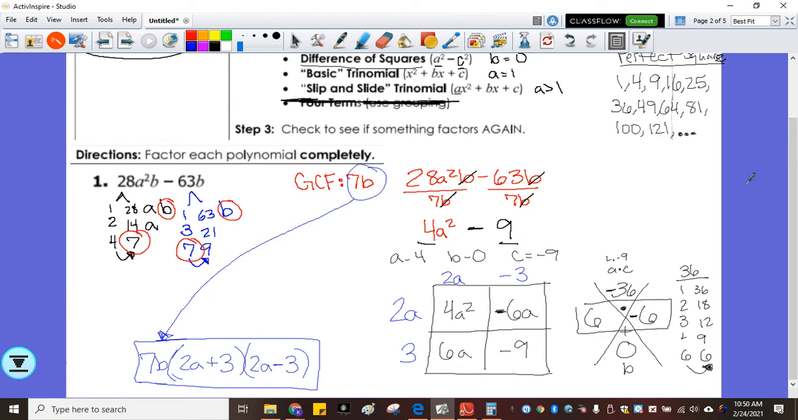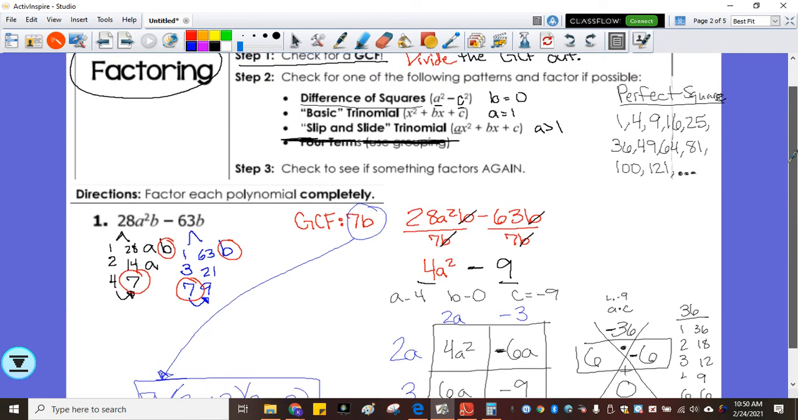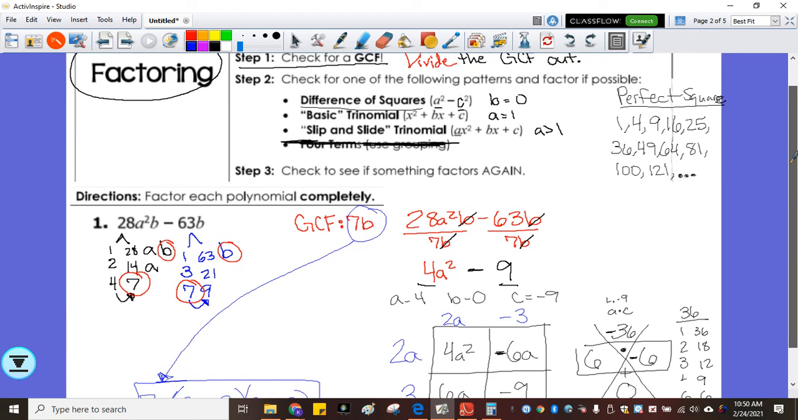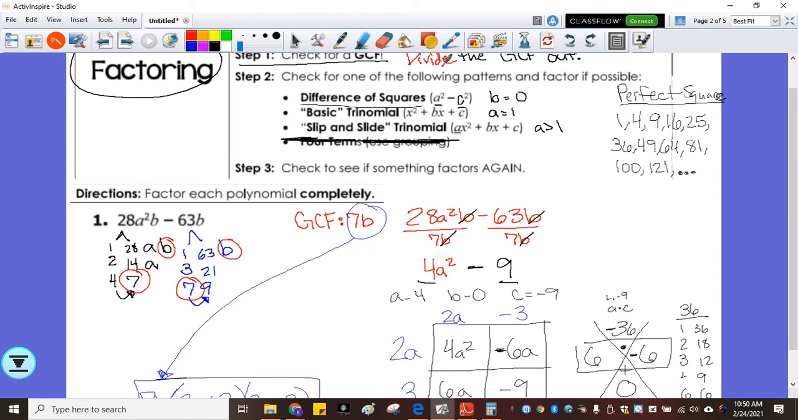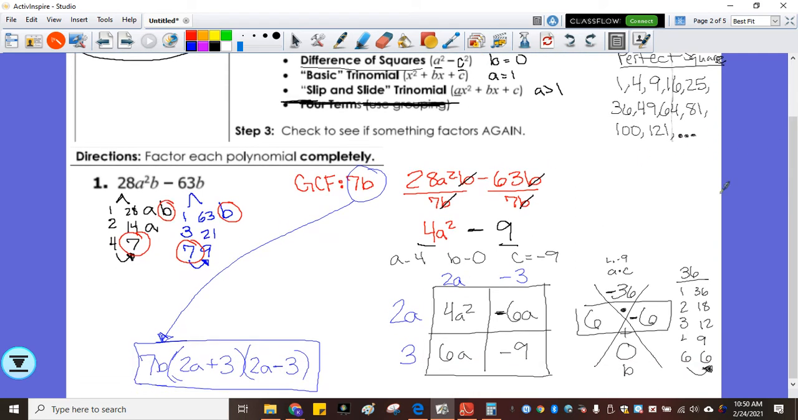So just to review, that's the answer to that one. That's it, as if it wasn't a lot of work. That's a lot of work. You divide out your greatest common factor. So first we had to find our greatest common factor, 7b. We divided it out. And then we realized this was the difference of squares because it was a 4 and a 9 in our perfect square list. So we then had to do our x and factor it all out.